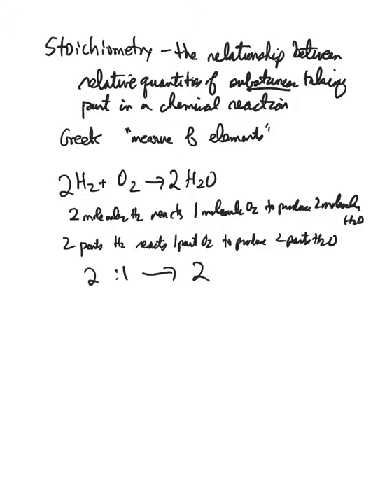Now, what we're going to be dealing with, of course, are moles. So another way of looking at this reaction is 2 moles of hydrogen plus 1 mole of oxygen reacts to produce 2 moles of water. And so it's this mole to mole ratio that's going to be very important.